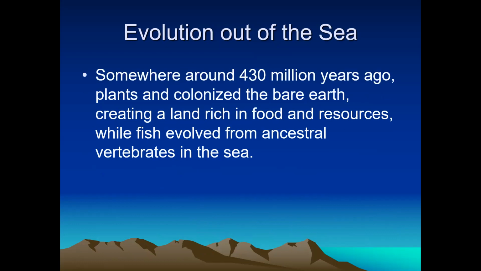Back to evolution out of the sea. I think there's a second part of the article. Okay, it talks about somewhere around 430 million years ago, plants colonized the bare earth, creating a land rich in food and resources, while fish evolved from ancestral vertebrates in the sea.